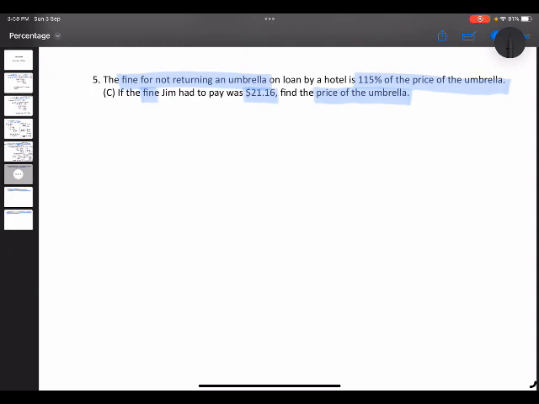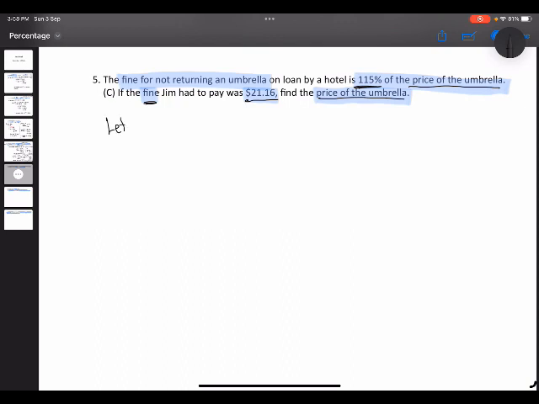The fine for not returning an umbrella on loan by a hotel is 115% of the price of the umbrella. If the fine Jane has to pay is $21.16, find the price of the umbrella. So the question is asking to find the original price of the umbrella. So what do you think is the percentage? Yes, once again it's 100%.